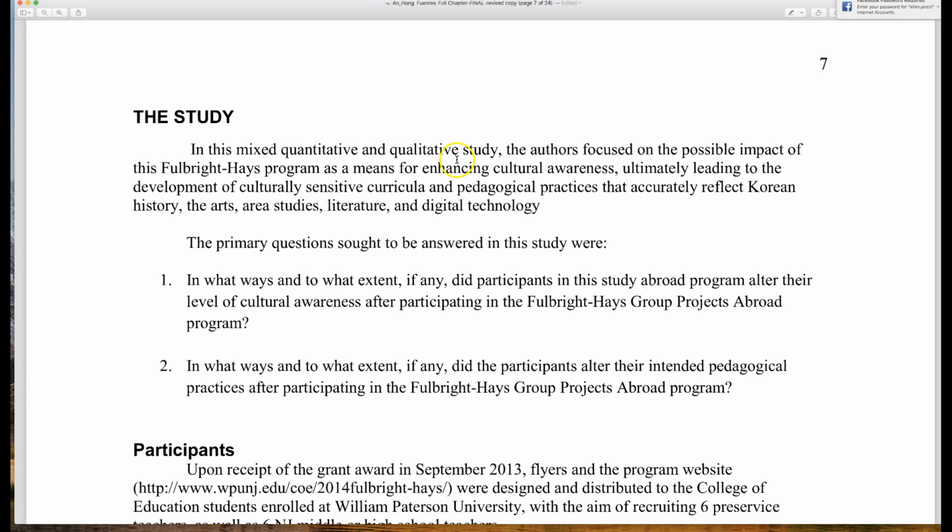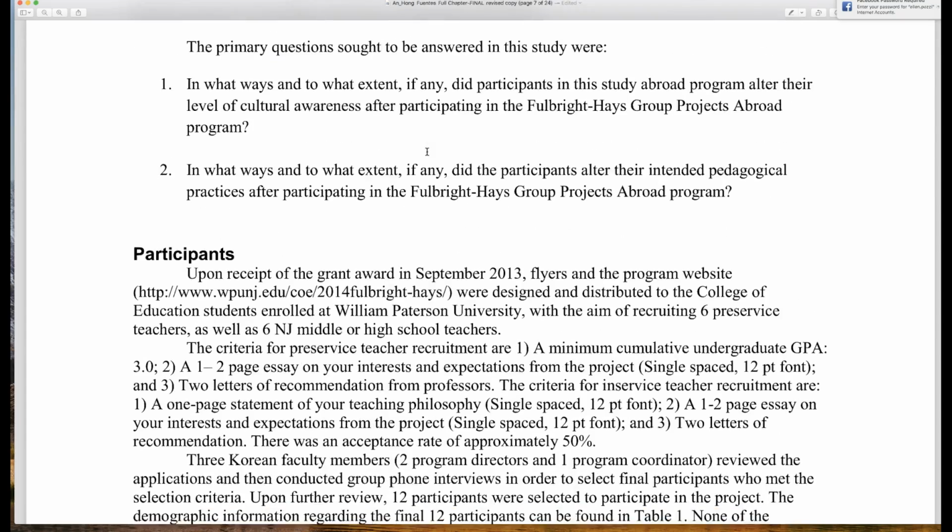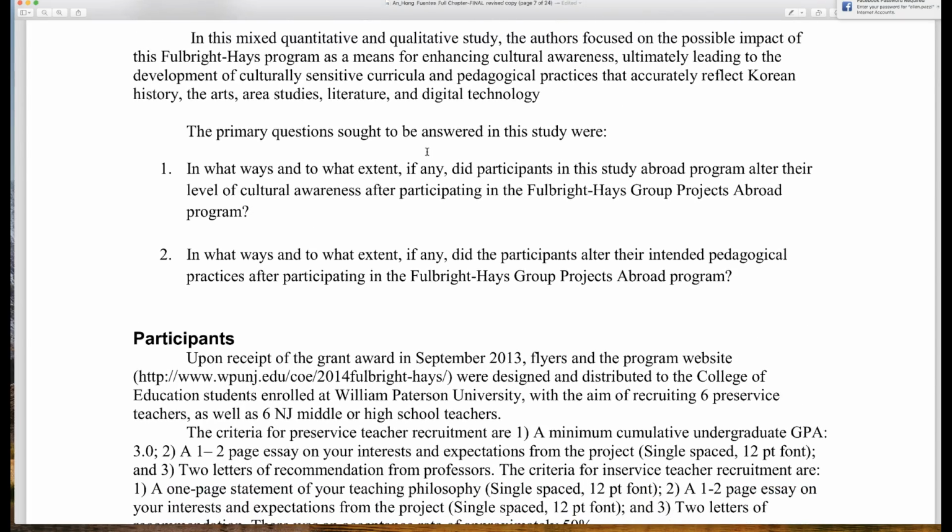So it's a mixed quantitative and qualitative study. Quantitative is when you collect numbers. Qualitative is when you collect anything other than numbers. We're going to look a little bit at how they collected it, which will show in their data, or maybe it's farther down here.